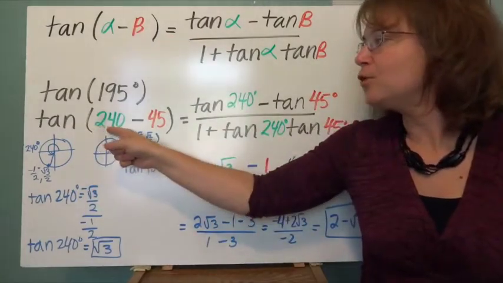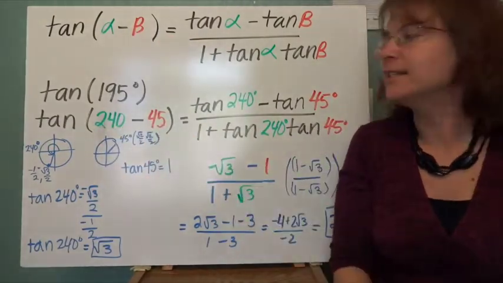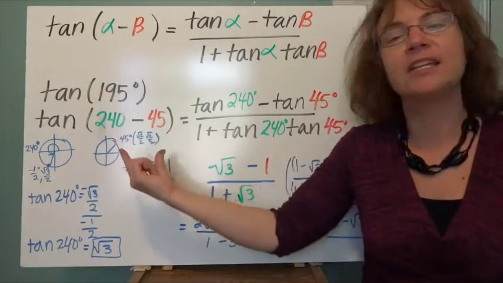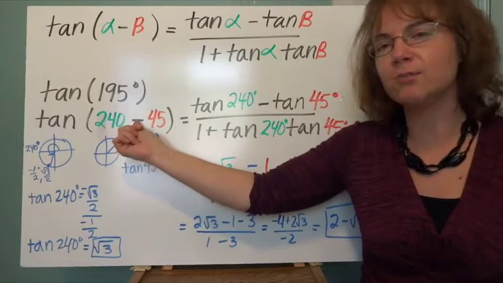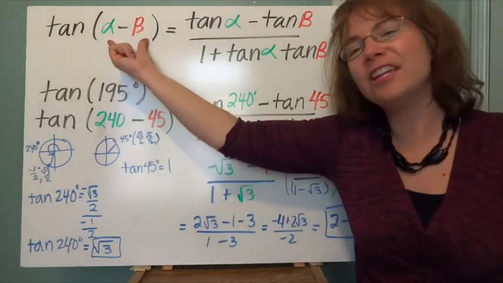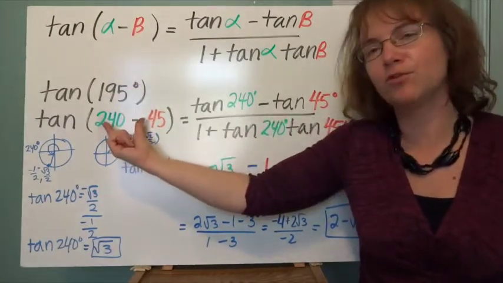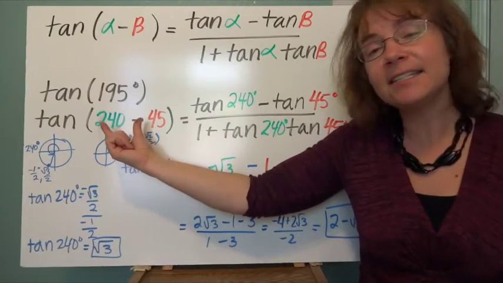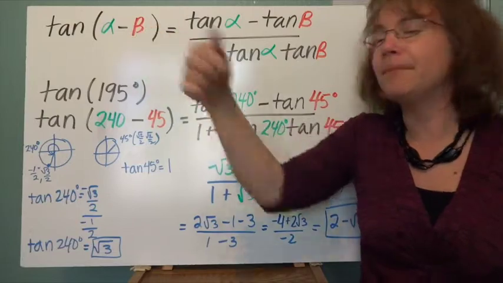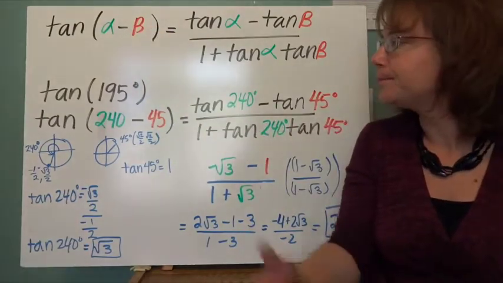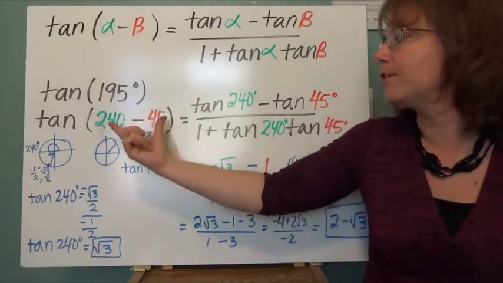So tangent of 240 minus 45 degrees. So that's the same as 195. I just broke it up into 2. And I chose to use the subtraction here because it's given in the formula. So I tried to make it a subtraction problem. If I didn't want to use subtraction and I wanted to use addition, I would just have to make beta be a negative angle. So a negative negative would be a positive.